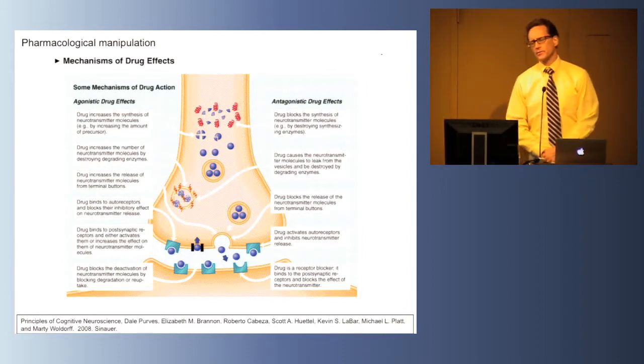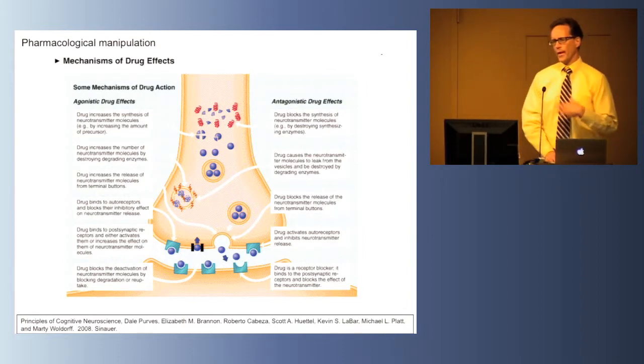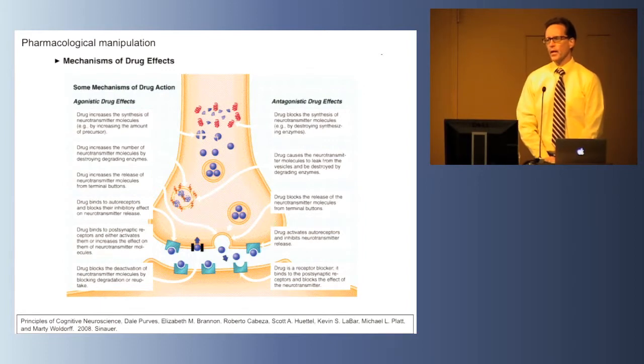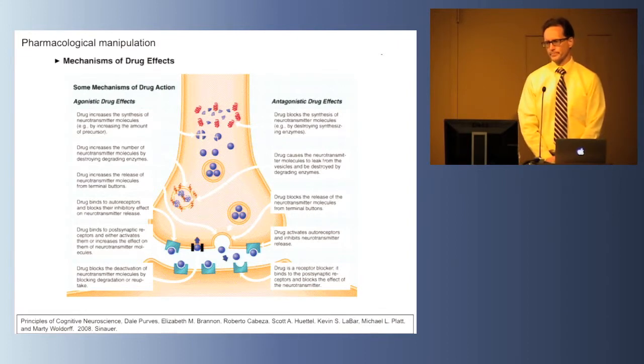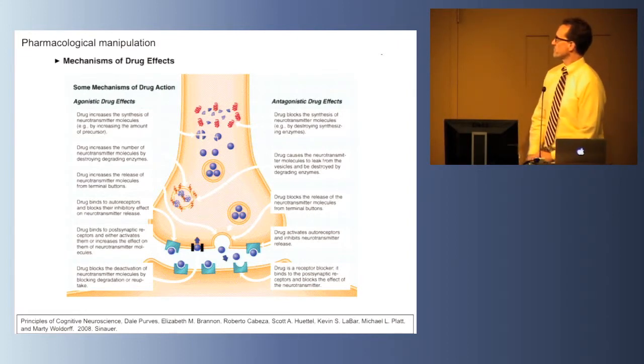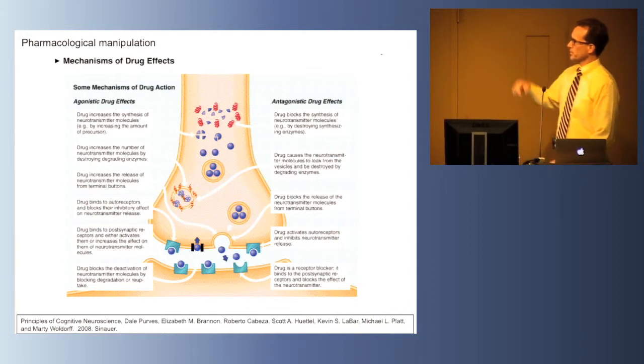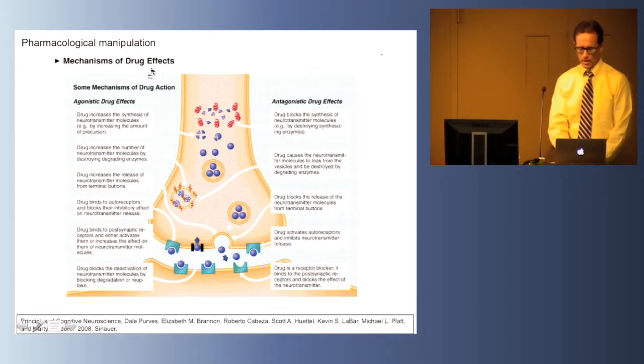So an agonist is a drug that, when delivered, acts as if it's the neurotransmitter. It potentiates the action of the neurotransmitter. An antagonist blocks the effect of the neurotransmitter. Let's work our way through this slide one box at a time.